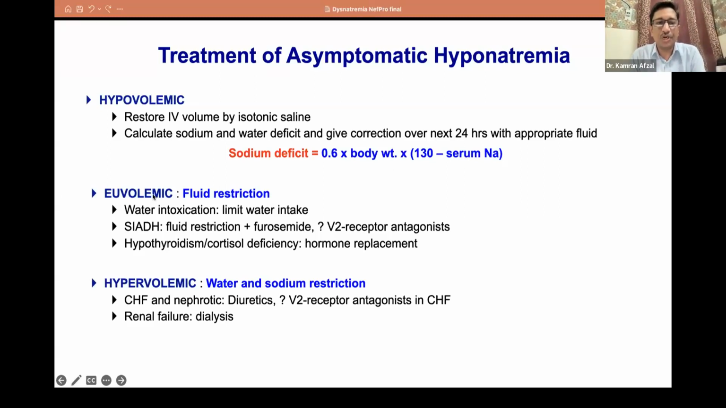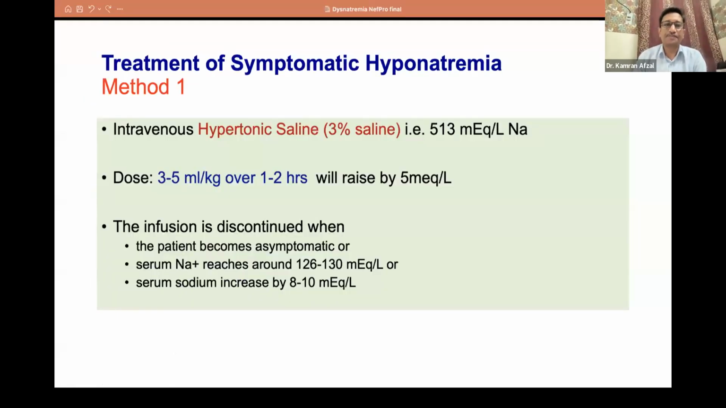For euvolemic or isovolemic hyponatremia, most often seen in patients with SIADH, we simply need to restrict the fluid, and sometimes we may need to give furosemide. For patients with water intoxication, again, we need to limit the water intake. For hypervolemic states, edema-like states where you have CHF and nephrotic syndrome, we need to restrict both water as well as sodium. And of course, for renal failure, dialysis would be required.